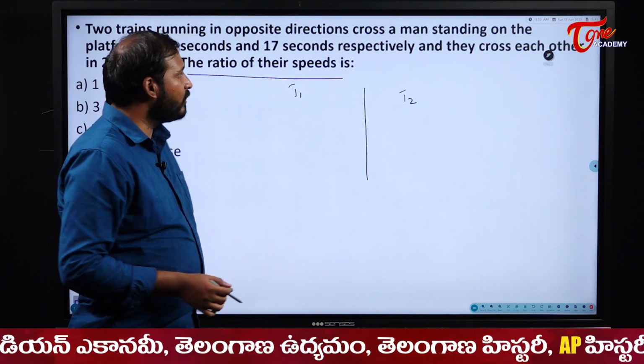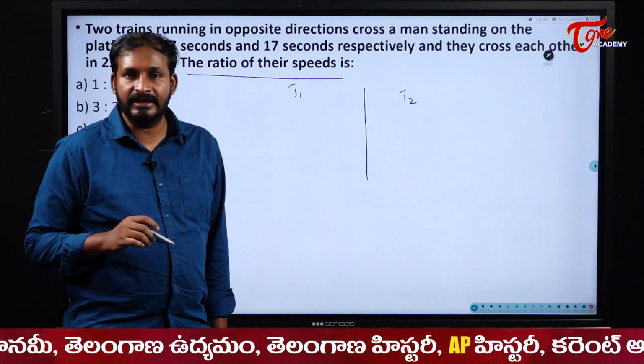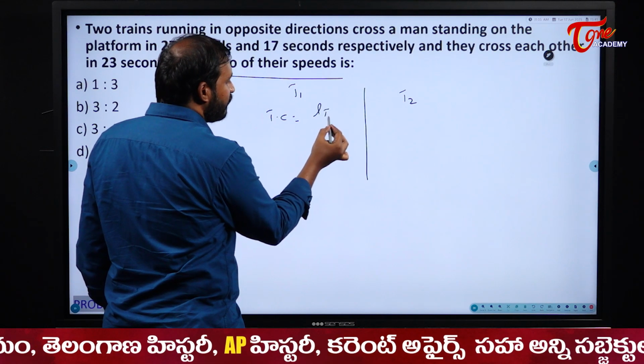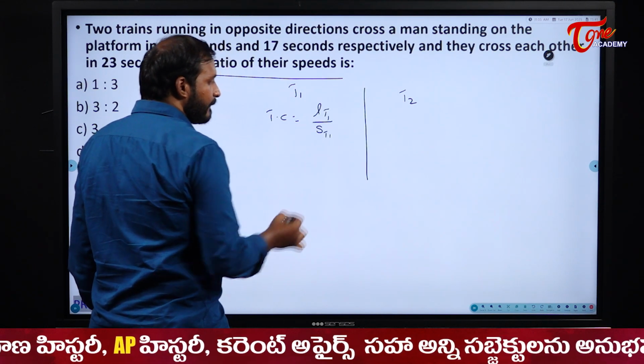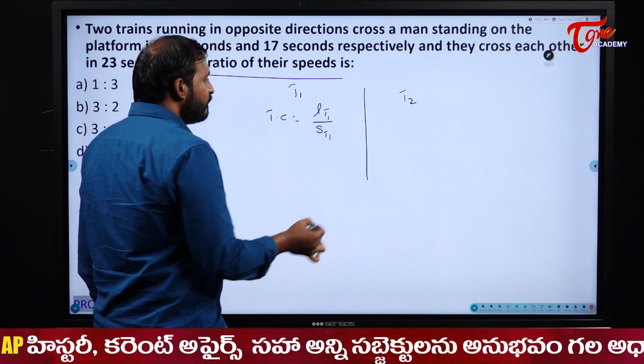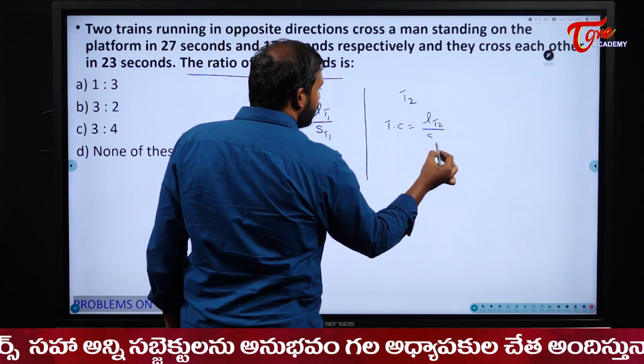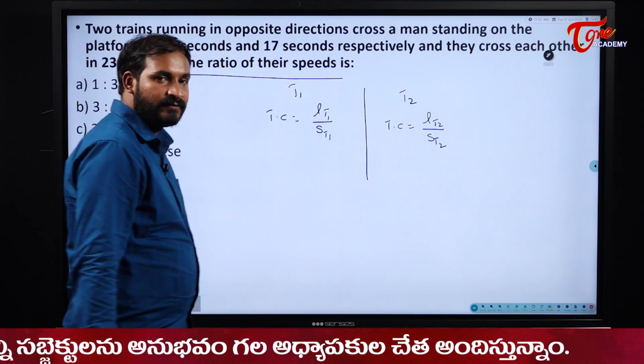Okay. So now they are crossing a standing man, right? So time taken to cross will become what? Length of train 1 by speed of train 1. Right? When it comes to train 2, time taken to cross will become what? Length of train 2 by speed of train 2.